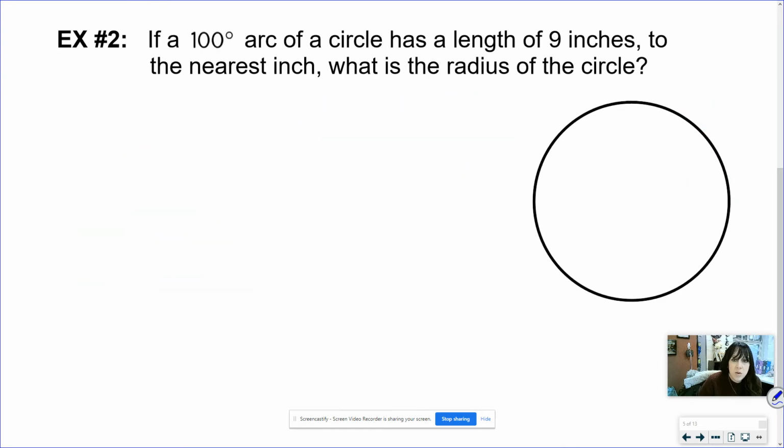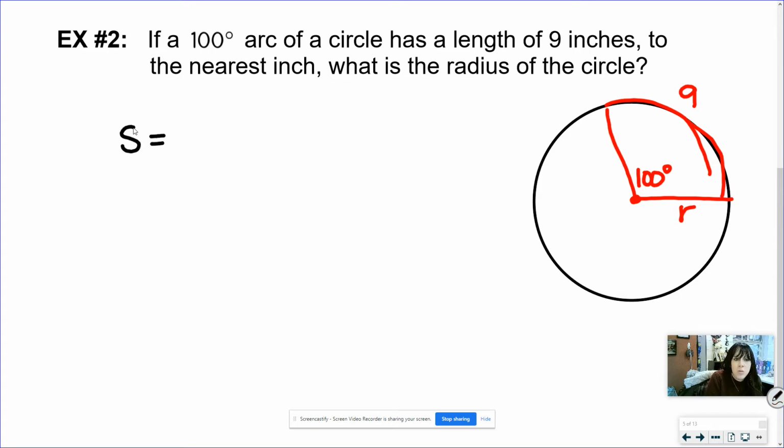Okay? Let's look at a couple others, not straightforward questions this time. So for example 2, this time we have a 100-degree angle, slightly bigger than 90. And the arc of the circle created by that angle is 9 inches long. What is the radius?